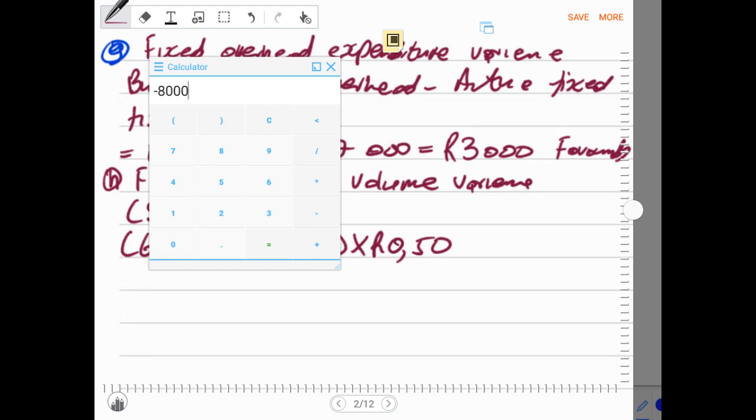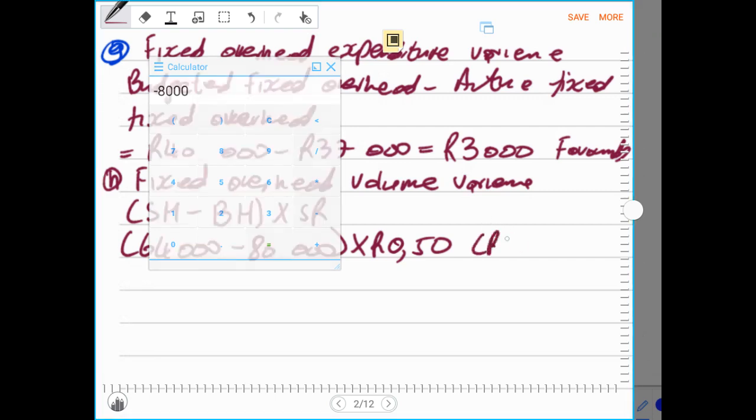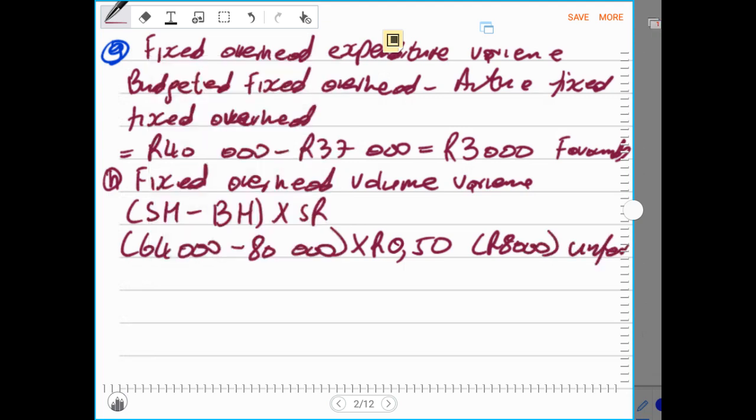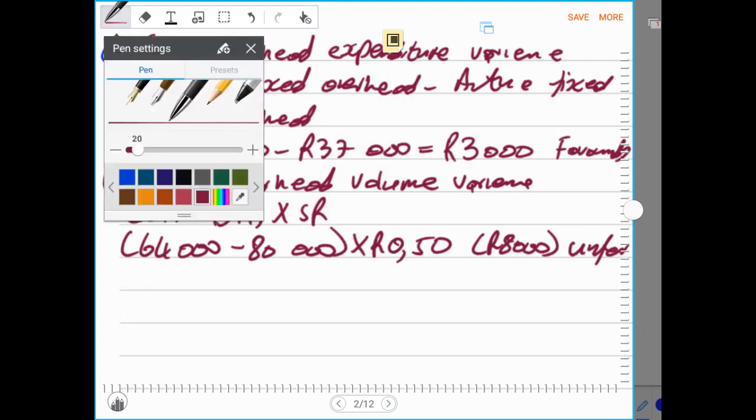Then now this 8,000 will be an unfavorable variance. As you can see, we have 8,000 as an unfavorable variance. So now from here we have to do the subvariances as they required us to do. We have to do the two subvariances.